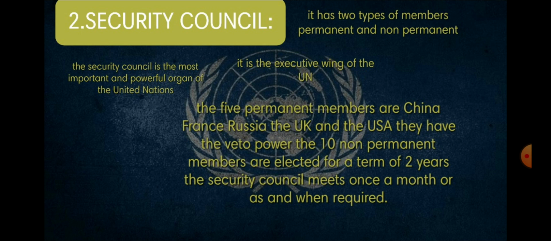They have the veto power. Veto power means that they have, if we can say that, the senior most or the highest power. Okay, the 10 non-permanent members are elected for a term of 2 years. The Security Council meets once a month or as and when required. अभी Security Council 1 महीने में एक बार मिलता है, और अगर बीच में कोई एमरजेंसी होती है तो वो उस टाइम पे भी मिल सकता है.